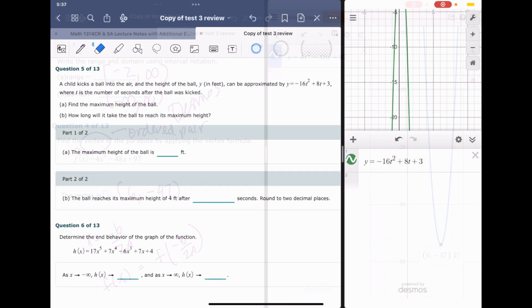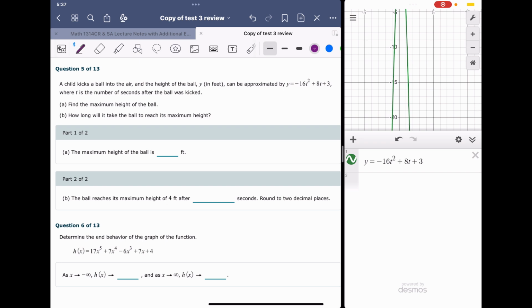In the air, the height of the ball is y in feet, approximated by y equals -16t squared plus 8t plus 3. Find the maximum height of the ball. This right here is the y-axis, or the y value of the vertex. And then it says, how long will it take the ball to reach its maximum height?